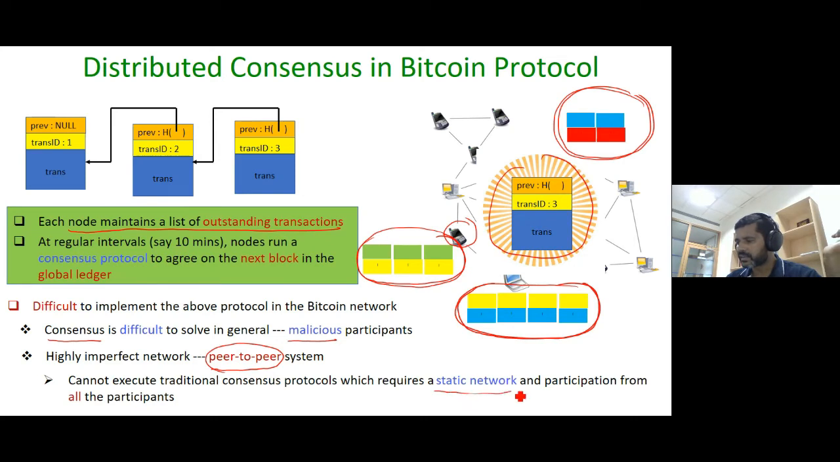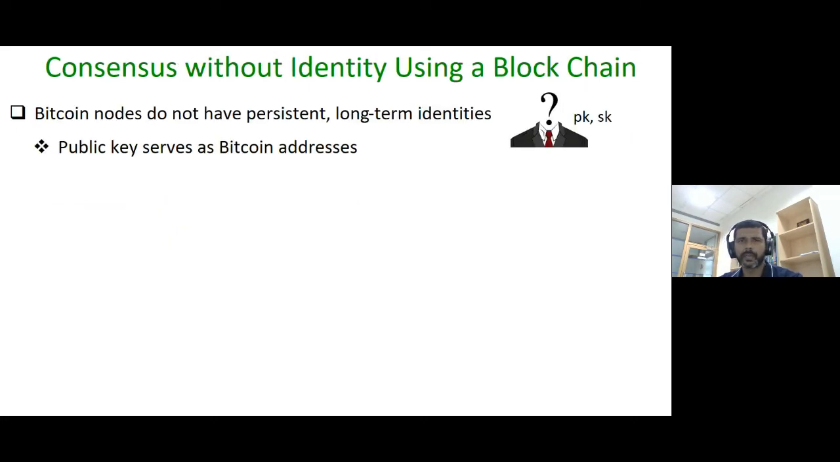Whereas the classical consensus protocols are designed assuming that the set of participants who want to run the protocol are static. No one is allowed to leave the system or join the system in between. Right from beginning till end, the set of participants remain the same. But in the context of Bitcoin network, a user can join anytime, a user can leave anytime. So you cannot run the classical consensus protocol in the context of Bitcoin network.